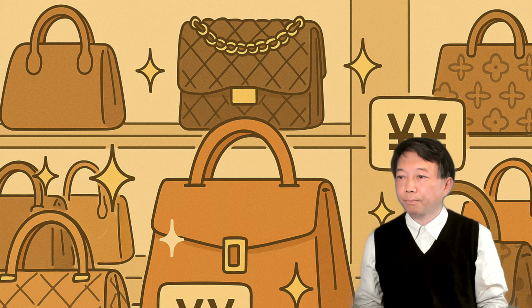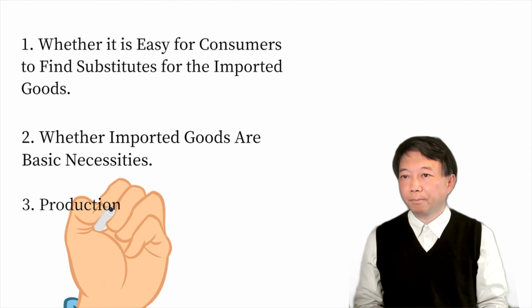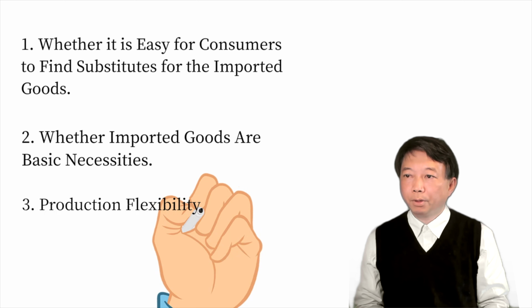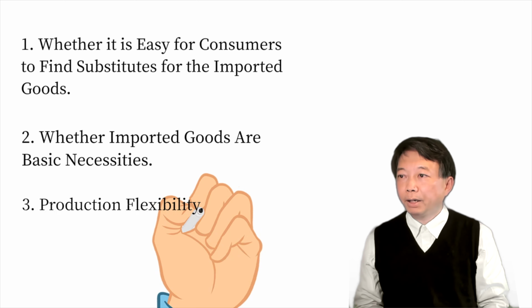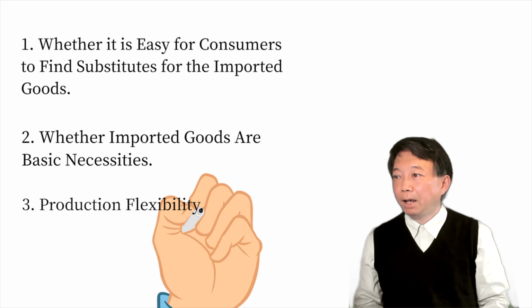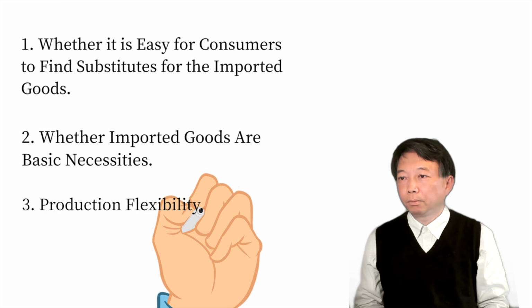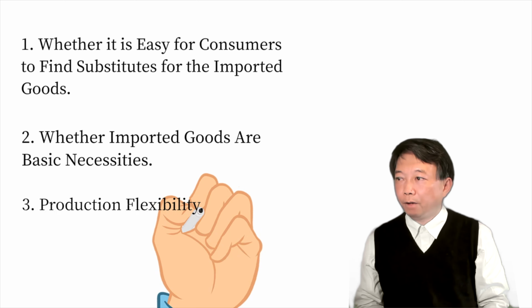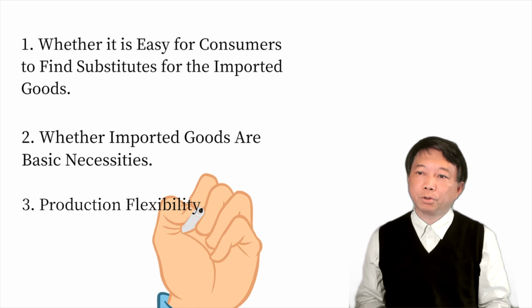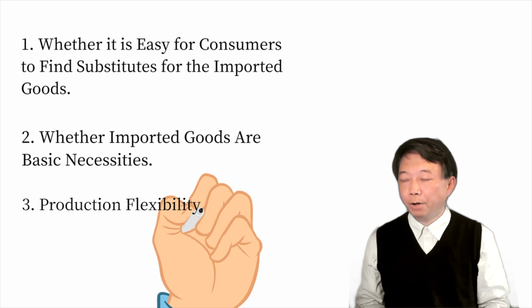Production flexibility. If firms that produce the imported goods can easily adjust production levels, supply tends to be more elastic, which leads to a higher tariff burden on consumers. If firms struggle to reduce production under tariff pressure, the supply of imported goods becomes inelastic, causing firms to bear a larger portion of the tariff burden.